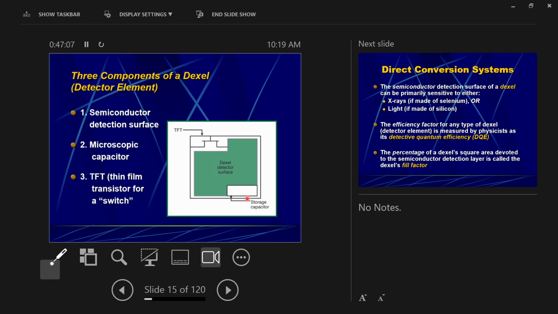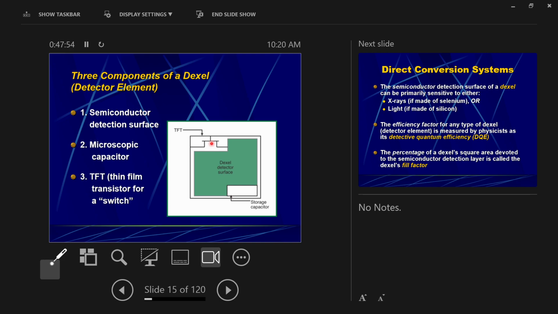Now, in the bottom right-hand side of this detector cell is something called a microscopic capacitor or storage capacitor. When this detector surface gets hit by x-rays and generates a small amount of electricity, that electricity charges the capacitor. It charges the battery, okay? We're talking about teeny tiny amounts of electric current and a teeny tiny battery, but it charges it, okay? That battery gets charged. And then the battery will just sit there charged for a tiny fraction of time until this switch called the thin film transistor turns on, okay? The computer tells that switch when to turn on.